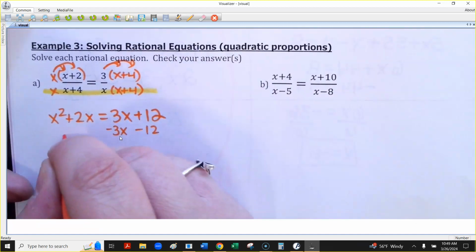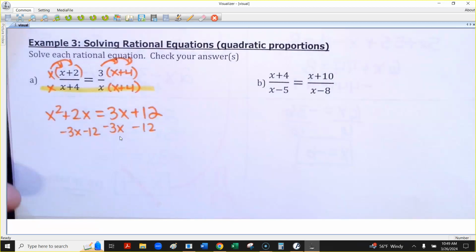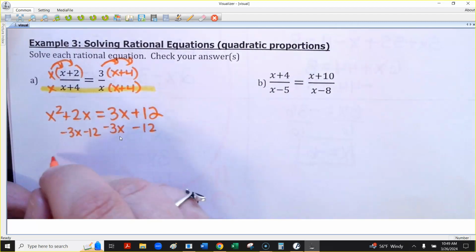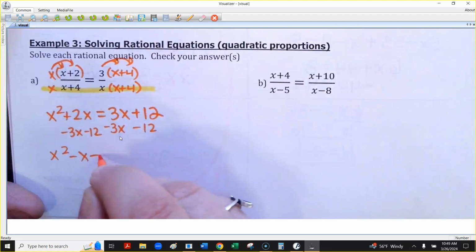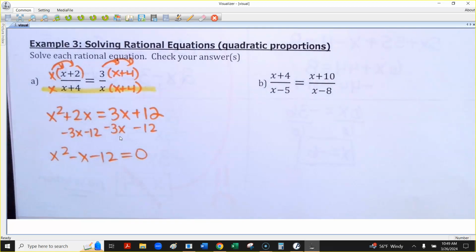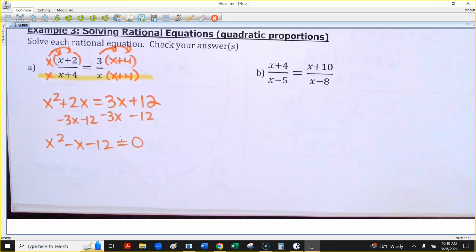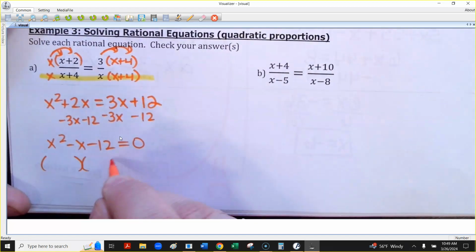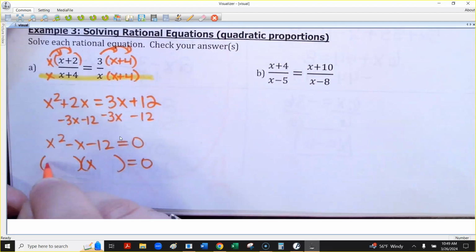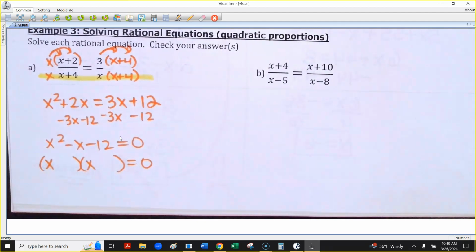So to move both of them, we're going to have to subtract both because they're both positive, to the other side. So I got x squared minus x minus 12. And then tell me two numbers, when you multiply them, you get negative 12, but if you add them, you get negative 1.